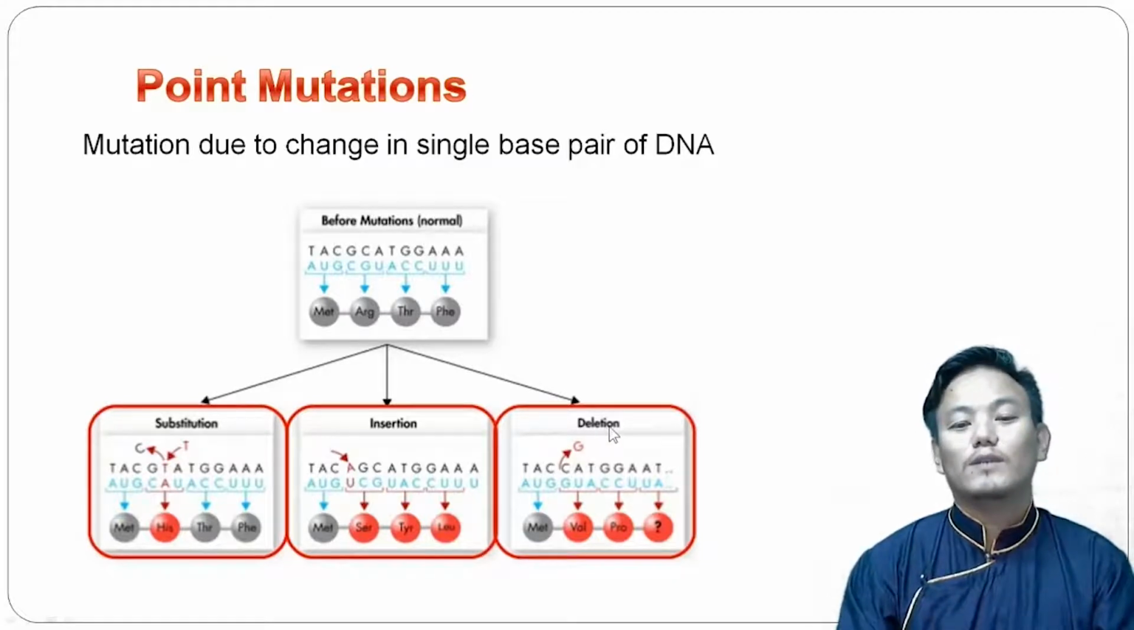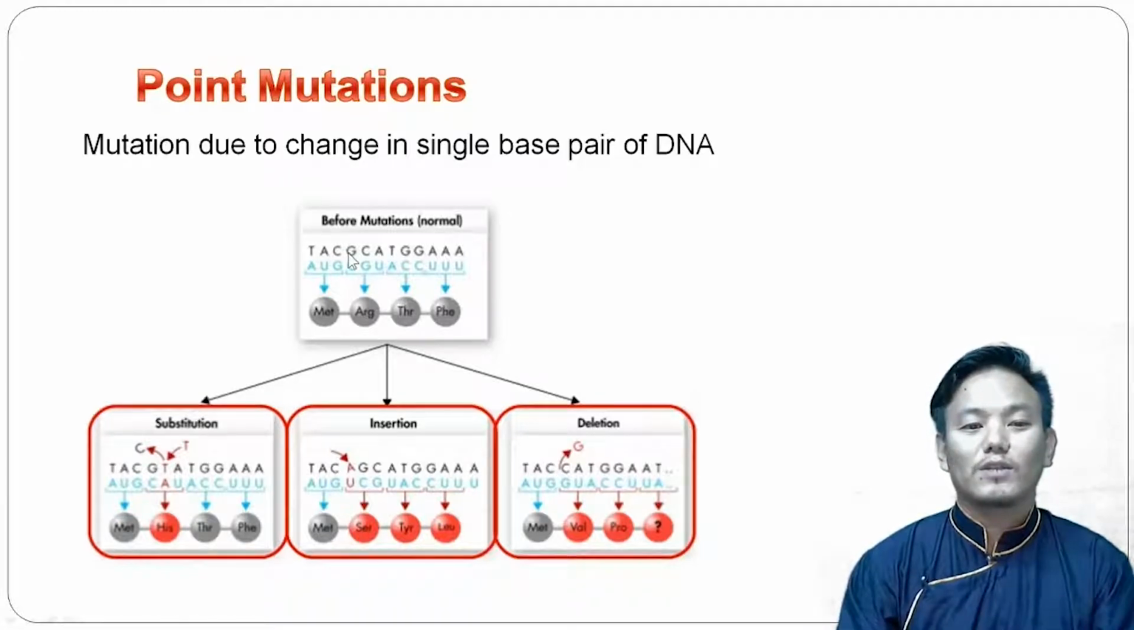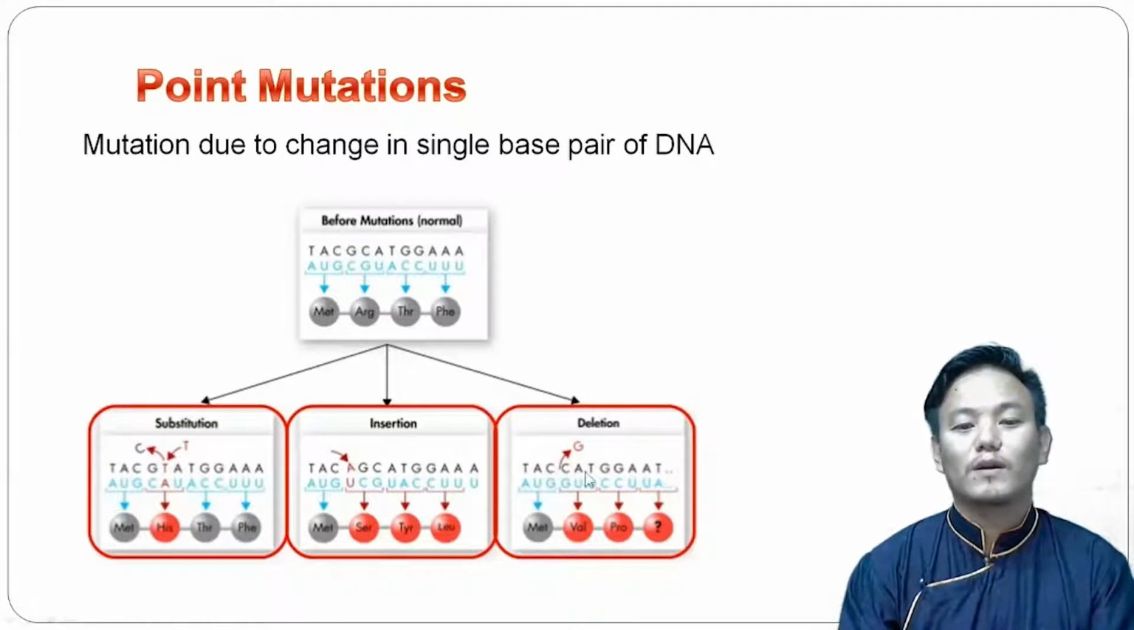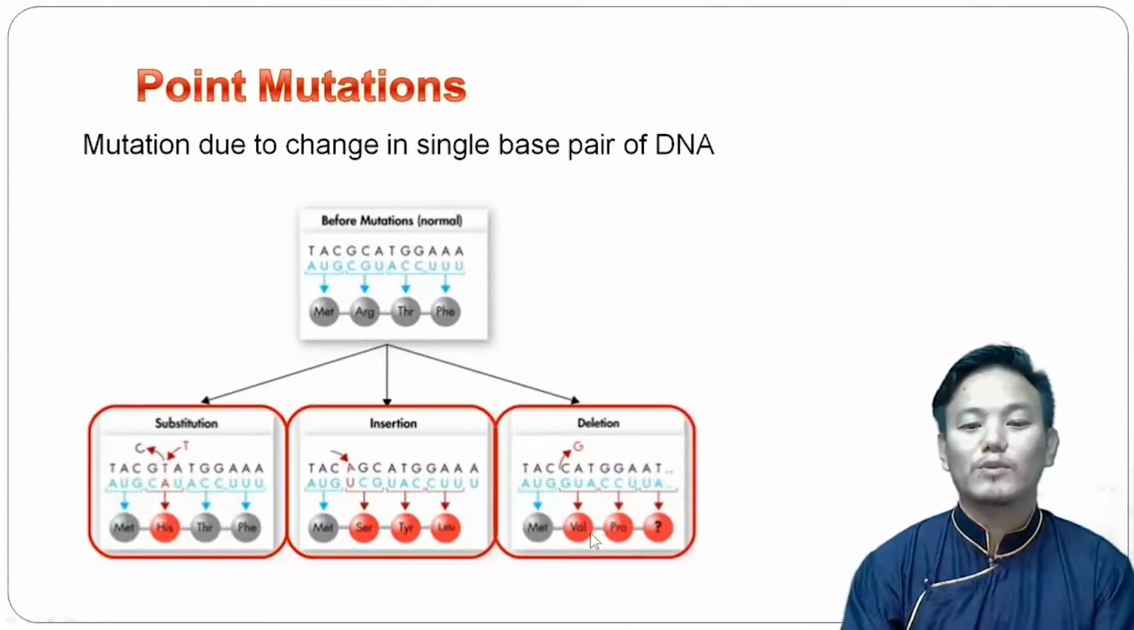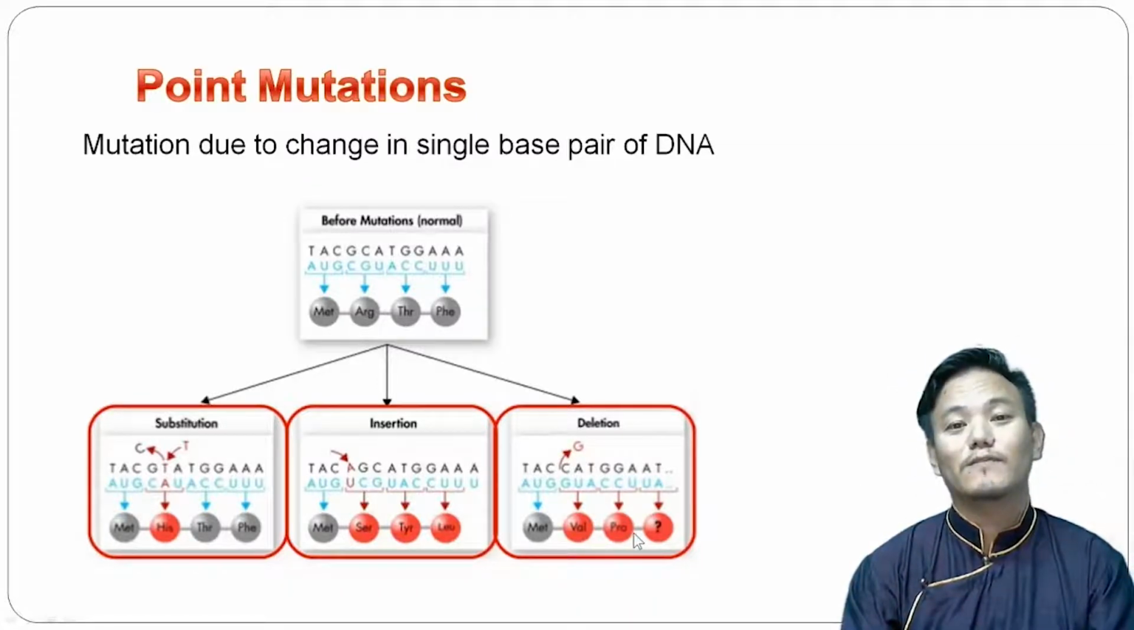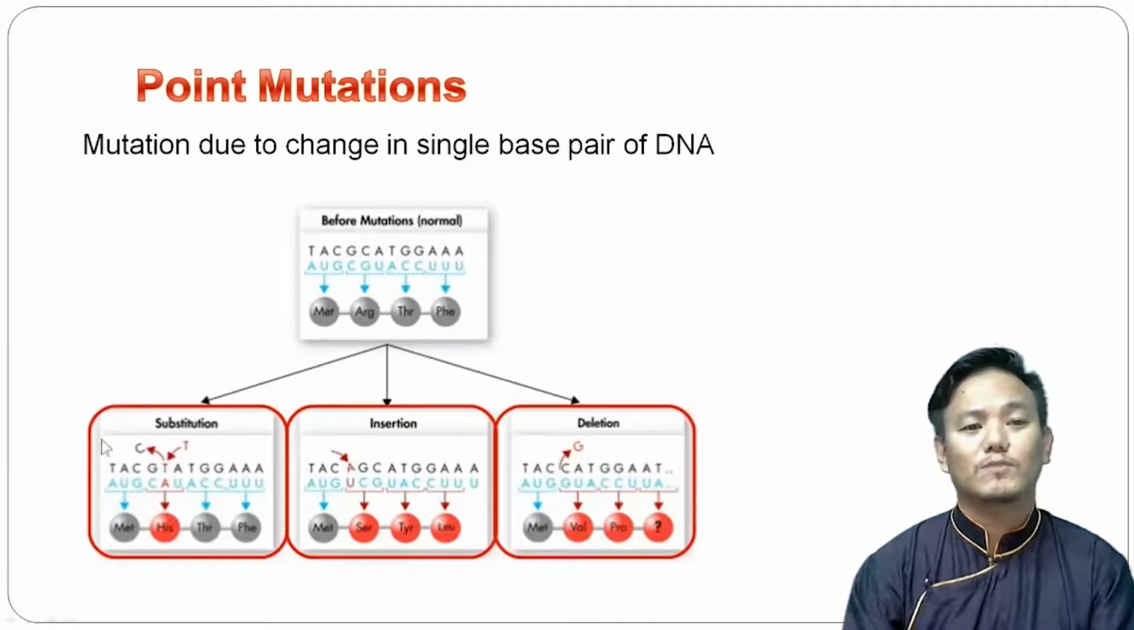And the third one is deletion. It is the opposite of insertion. What happens is the base G is removed. When the base G is removed, again the amino acid sequence gets changed, and this will affect the phenotype. So these are the forms of point mutations over here.